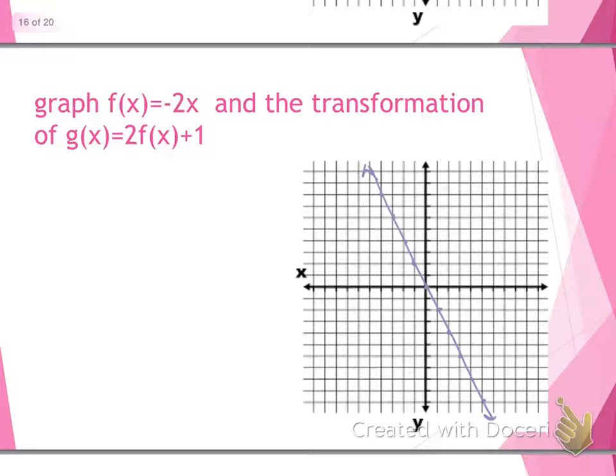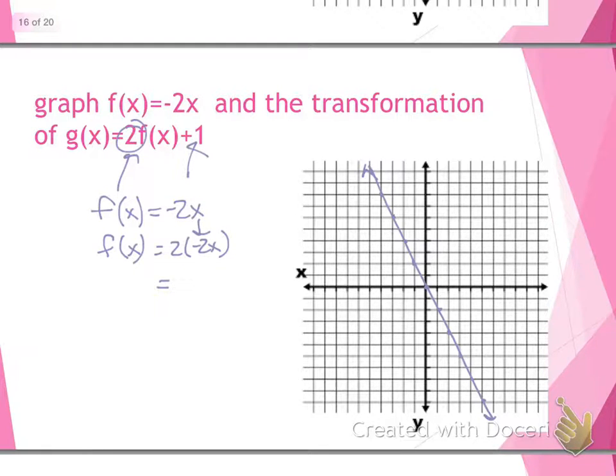Okay, this one's a little bit trickier because we need to vertically stretch it. So my original right now is f of x is equal to negative 2x. So we need to vertically stretch it by 2. So we need to make it fatter. So we're going to multiply this 2 in here times my original to make it fatter.